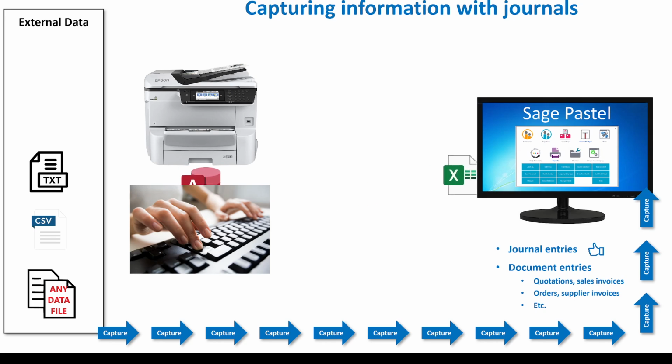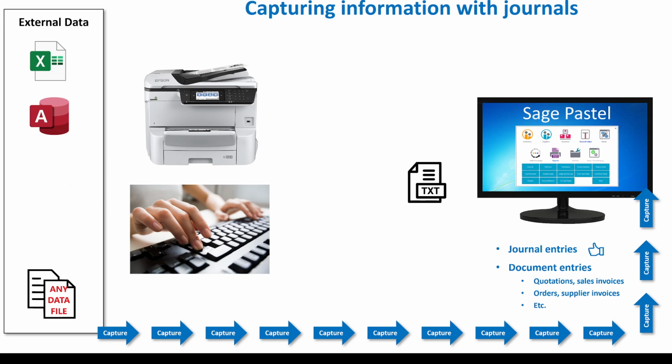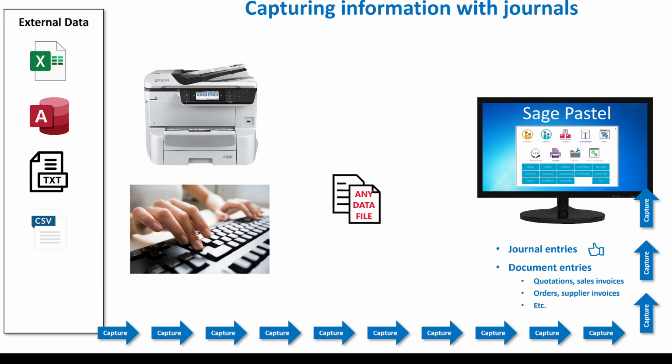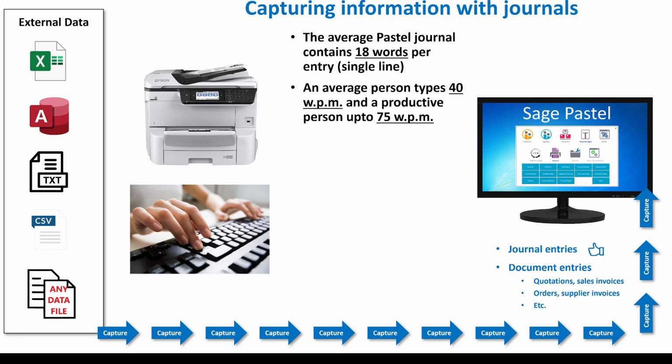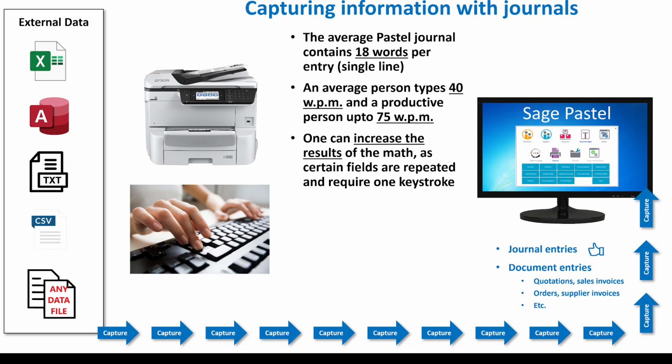For human beings to capture information, they need to first see the information. For this purpose, printouts are often made. The average Pastel journal contains 18 words per entry, where an entry represents one line on the capturing screen. An average admin employee types 40 words per minute, and a productive admin employee can type up to 75 words per minute. Let's be fair and bump up the results of this calculation, as certain fields of the journal are repeated on screen and require a single keystroke from the employee, thus effectively increasing capturing speed. Therefore, the calculations show that an admin employee can capture between 5 and 15 journal entries per minute.